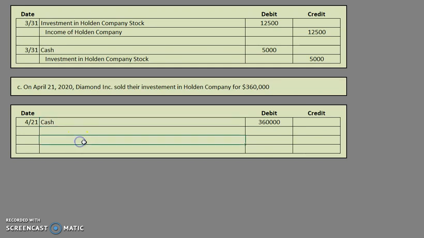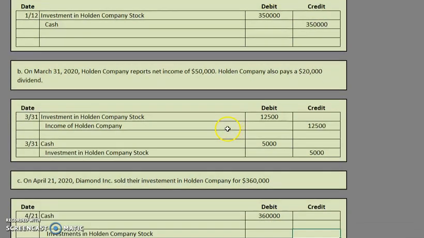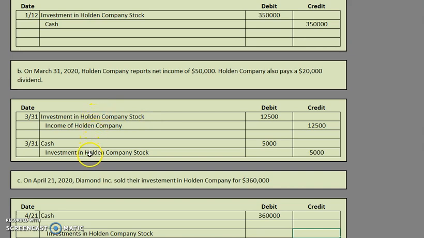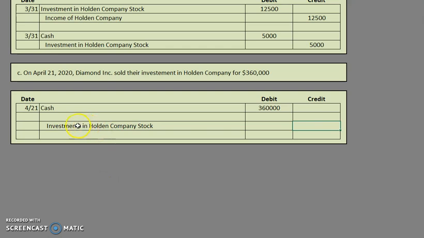Next, I'm going to go ahead and credit investments in holding company stock. You'll notice I left a line here. You'll see why later. Now, a lot of us are tempted to just go ahead and debit it for that $350,000 that we first paid for it. But keep in mind, during the life of this investment, it went up and it went down. So we have to find the current balance in that investment account.